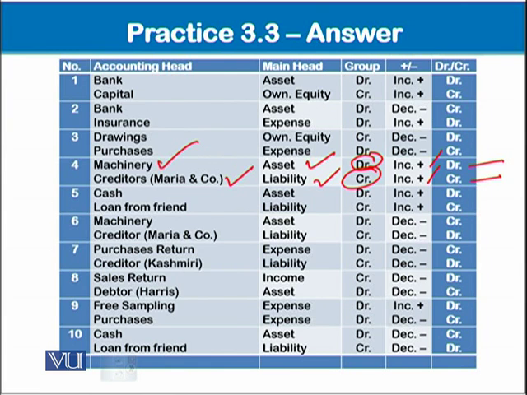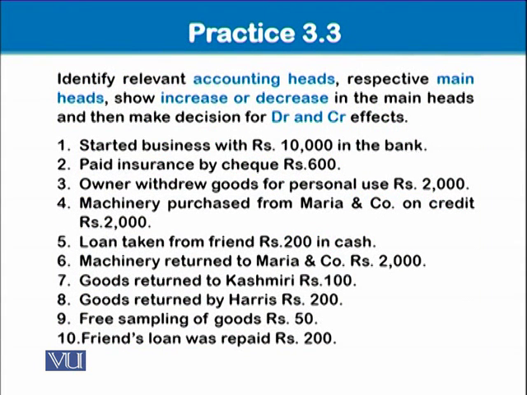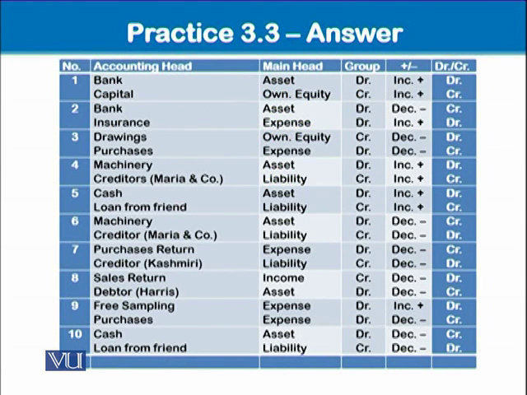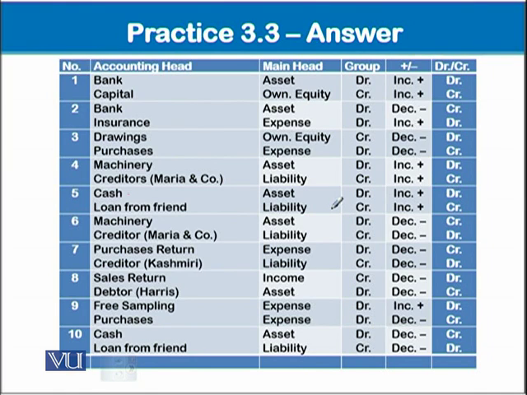Okay, simple is this. Next comes loan taken from friend, rupees 200 in cash. So loan taken from friend, 200 in cash. Cash is an asset, belongs to debit group, increasing since we are receiving loan. So loan is being received in cash. Cash asset will increase, and loan from friend becomes our obligation, liability. Liabilities belong to credit group, and increase in liability is credit.